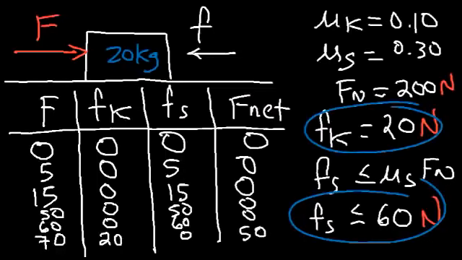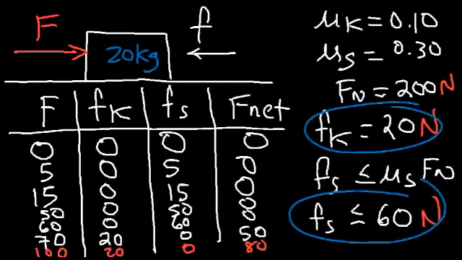Now, let's say if we increase the applied force to 100. It's going to be moving, so there's no static friction, but we still have a kinetic friction which has a constant value of 20 once it begins to move. So 100 minus 20, the net force is 80. So I hope that this example helps you to understand the concept of static friction and kinetic friction.